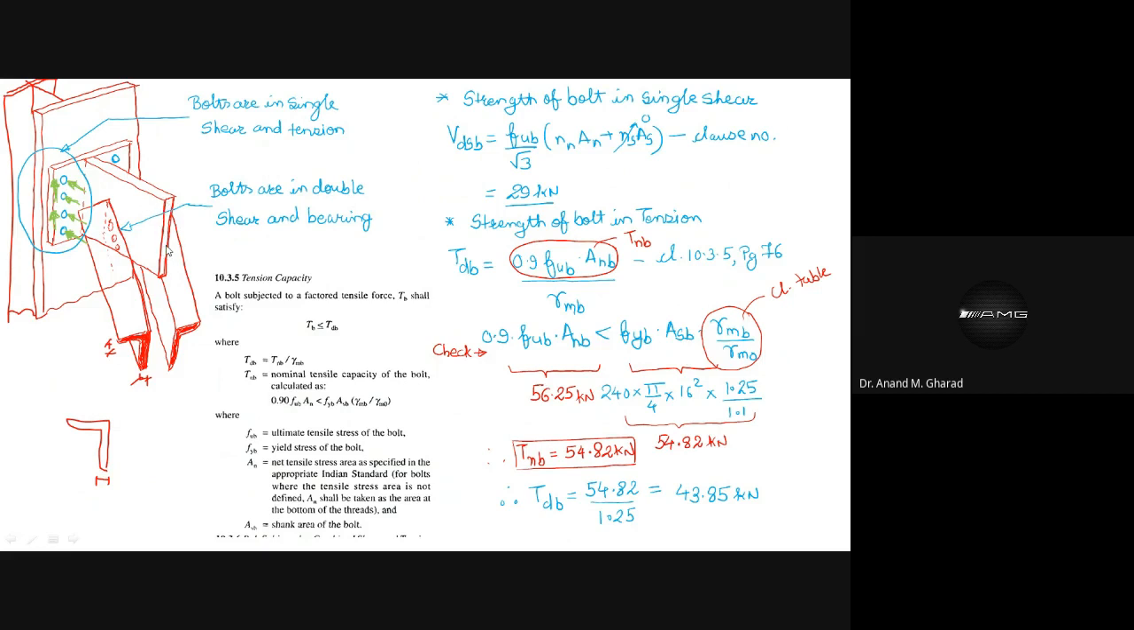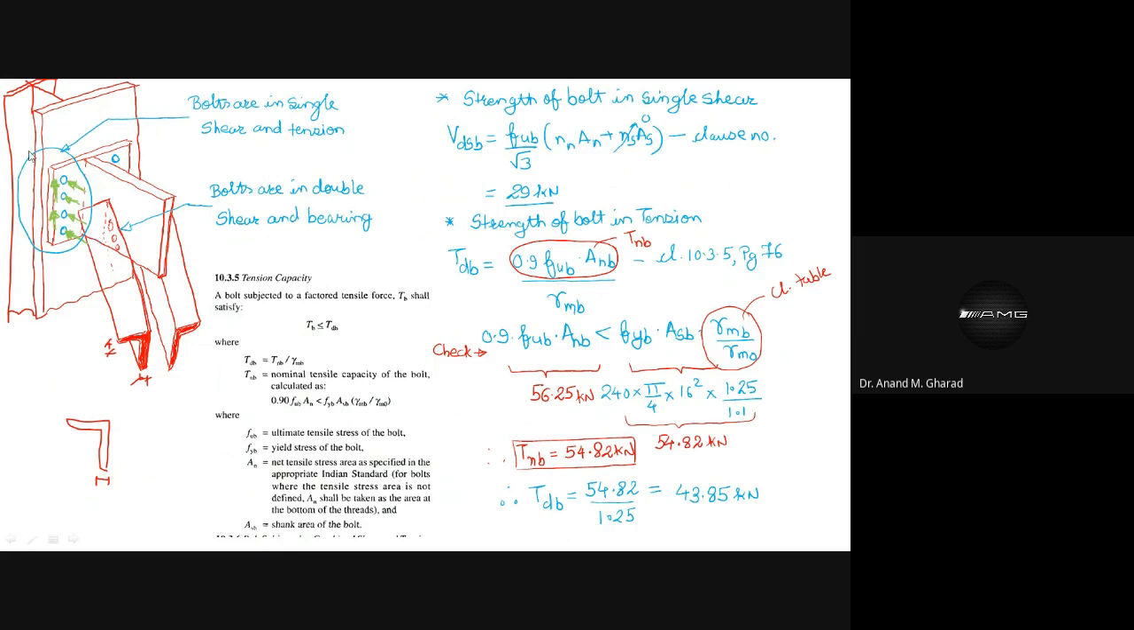Okay. In this complete connection, you can see there are bolts which are experiencing two different conditions: the single shear condition and the double shear and bearing condition. The connection is one, although there are two different types of behavior. Based on this behavior, we are now supposed to apply our calculation part and then solve.